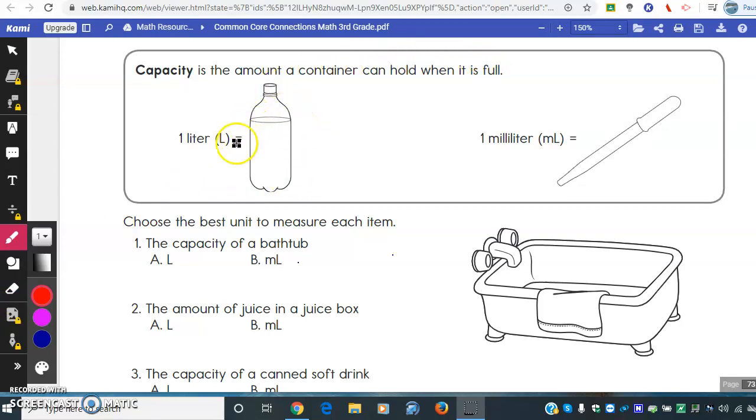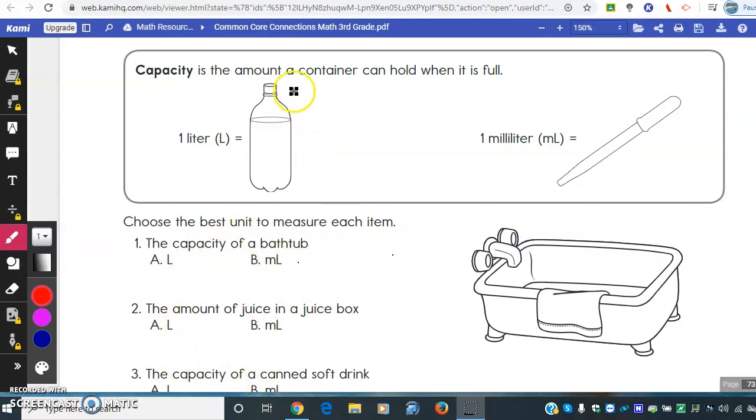So, using the metric units of capacity, and these are the units that they would use in pretty much every other country in the world except for the United States, although our scientists use the metric system, we need to figure out whether it's liters or milliliters that we would use to measure the capacity of each of these things down here.